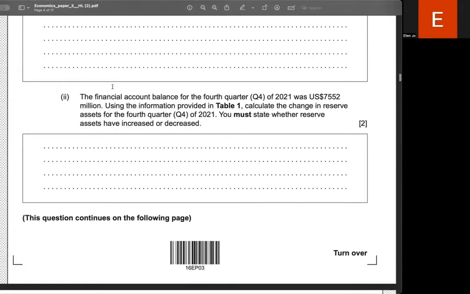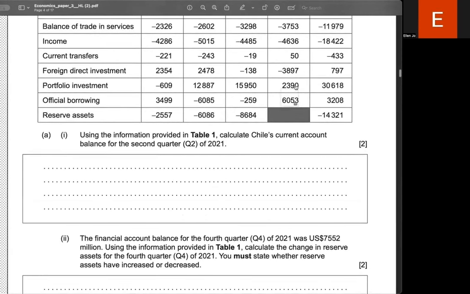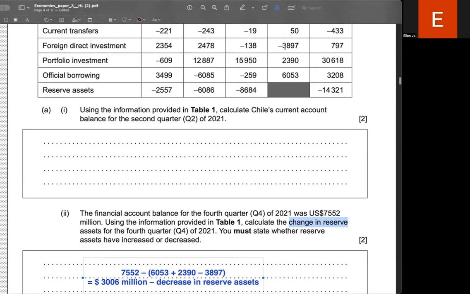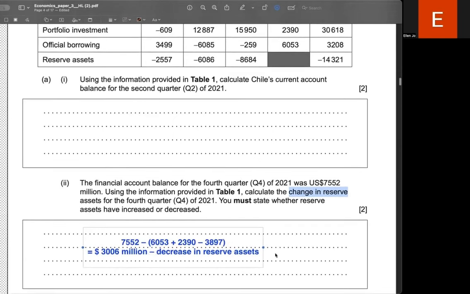Next question. The financial account balance for the fourth quarter of 2021 was $7,552 million. Using the information provided in table 1, calculate the change in reserve assets for the fourth quarter of 2021. Except the values used for current account calculation, the remaining four would all be for the financial account. And the question informs us the value of financial account as 7,552. So we can get the unknown value in this way. So the answer is this one, and there is a decrease in reserve assets.